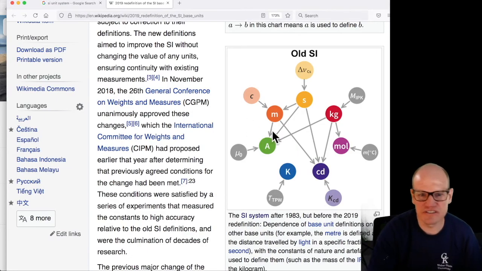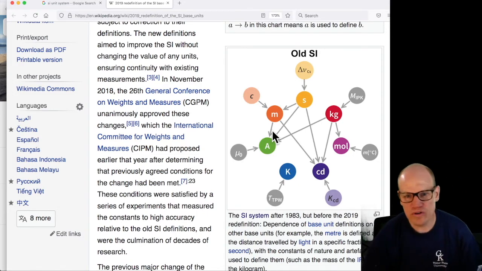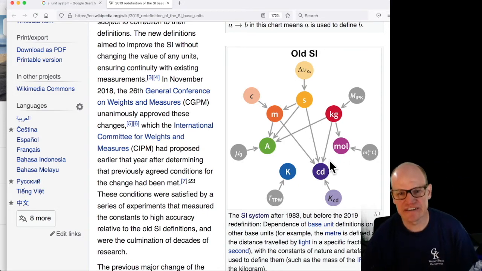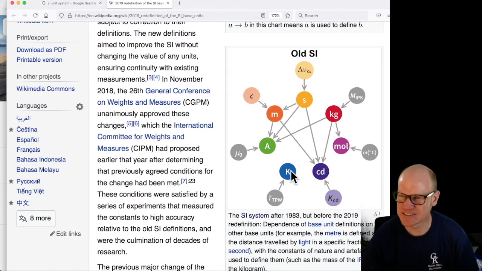Now, the other units that are in this system are the mole, which is a non-unit, the candela, which is also a non-unit, the Kelvin, which is an important unit, a measure of temperature, but it's also kind of a non-unit, and the ampere, and that one is a real unit.